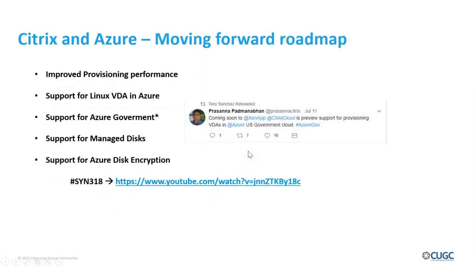And lastly, a little bit about the roadmap moving forward. Citrix is going to be doing a lot of investment on improving the performance of the provisioning. It's going to be supporting Linux VDI agents quite soon in Azure. It'll also come with support for Azure Government, because that's a specific region in Azure. And it will also support managed disks and Azure disk encryption quite soon, hopefully.